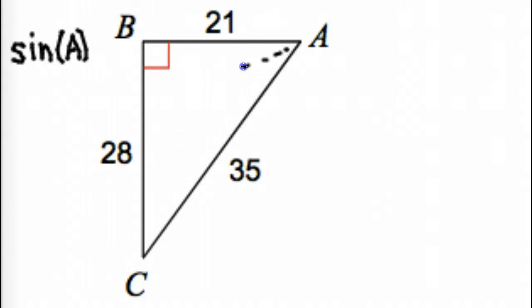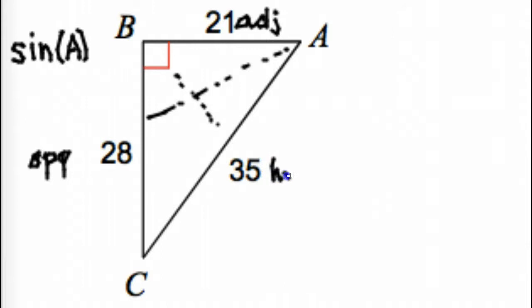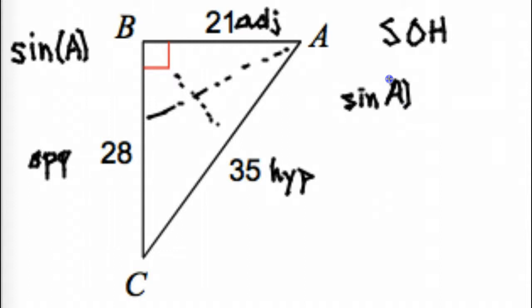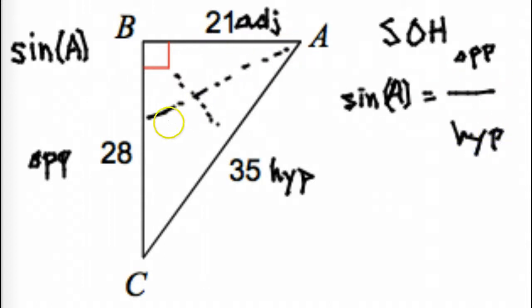But that doesn't matter, because if I'm going from A, that means that 28 is my opposite. 21 up here is my adjacent, and the hypotenuse is always across from the right angle. I've got my pieces, now I just have to use the right ones. Because we're doing the sine relationship, the sine of A is the opposite of A over the hypotenuse. The opposite in this case is 28, and the hypotenuse is 35.